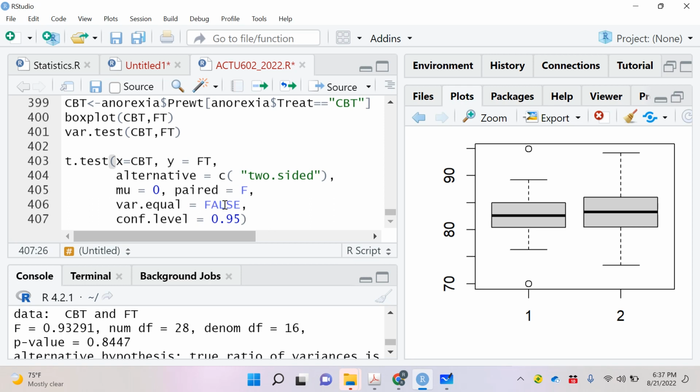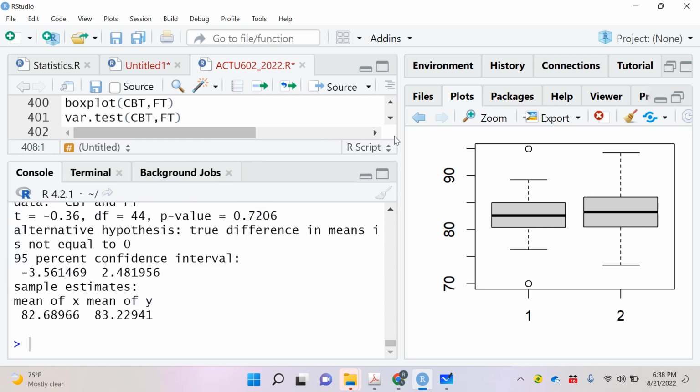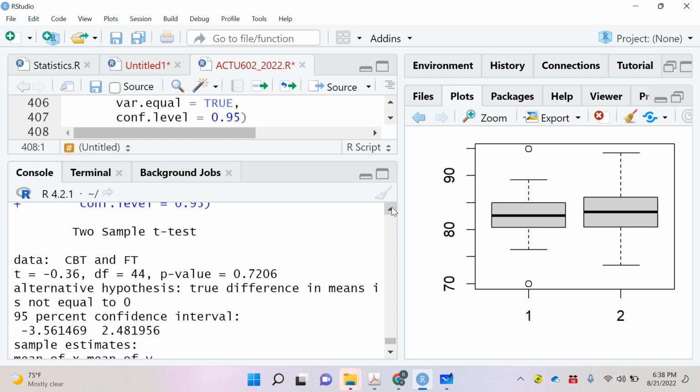Var.equal should be true because we found out that there's no difference between them. Confidence level, we may leave it like that. But remember, if it is an examination, I may say 90%, which means you have to change it. Is that okay? All right. So let's now do our test and see. There we look at our results, and if you look at the results here, it says 2 sample t-test.